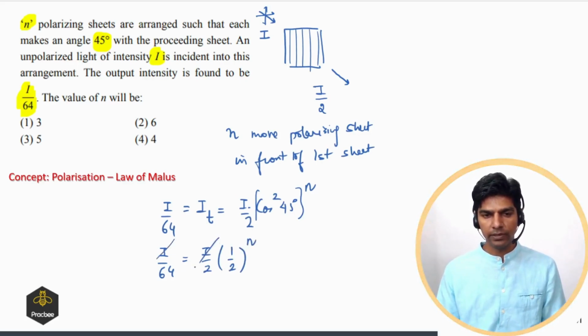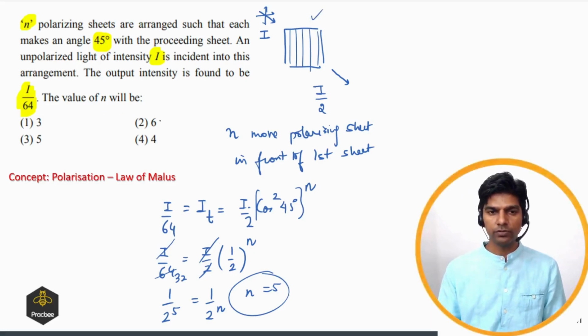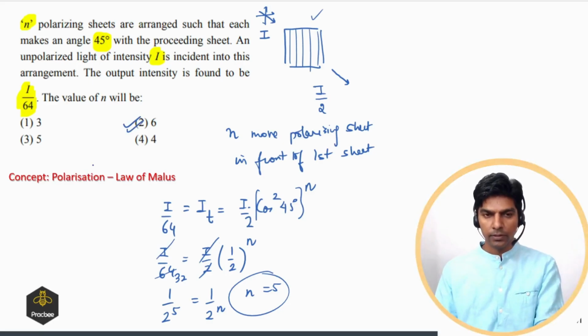So this I will get cancelled out. This will give us 32, and 32 is 2 raised to power 5. So 1 upon 2 raised to power 5 is equal to 1 upon 2 raised to power n. So n is equal to 5. So after the first polarizing sheet, there are 5 more sheets. So the total number of sheets will be 6. So option 2 is the right answer.